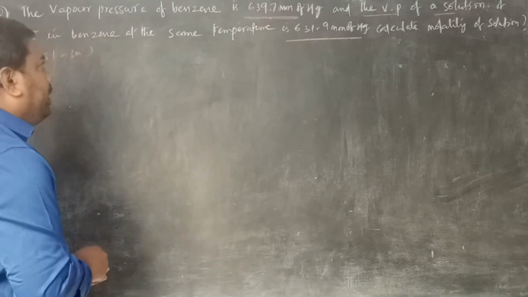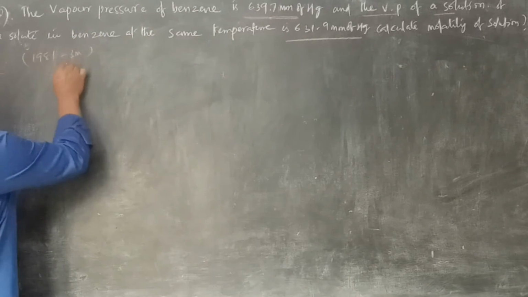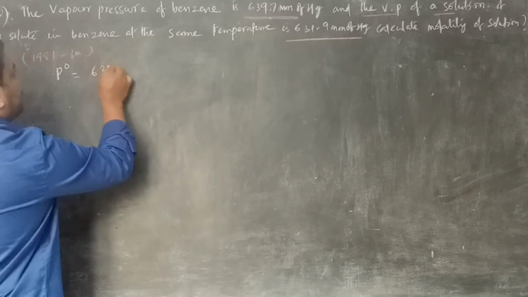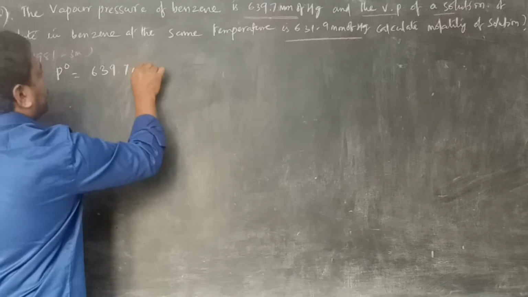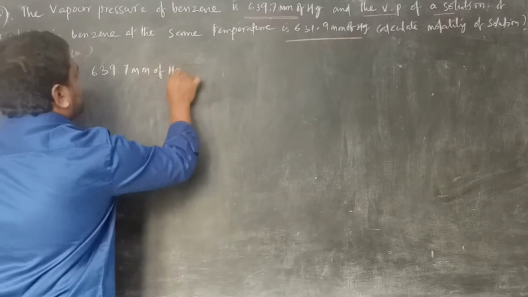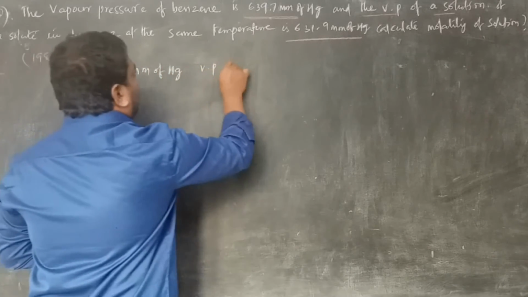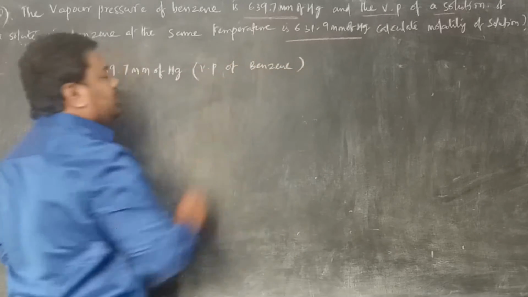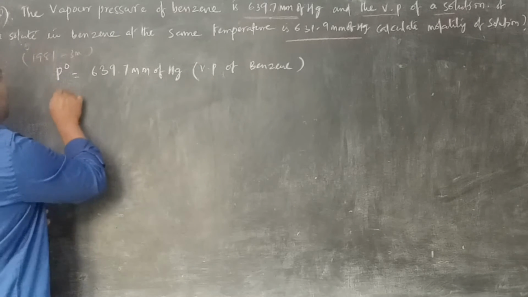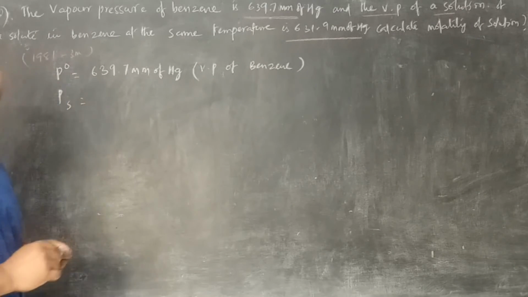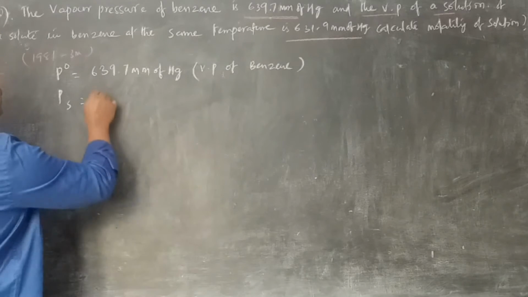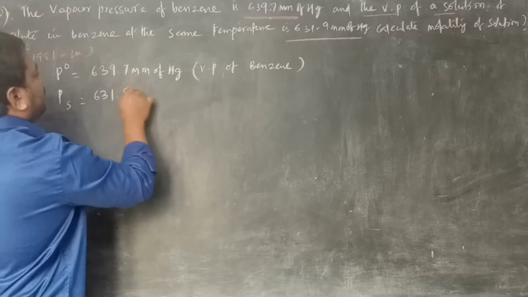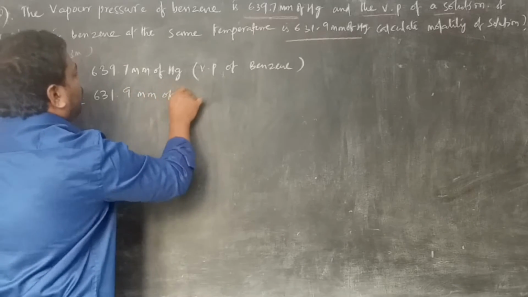We will write P naught, which is the vapor pressure of pure benzene, that is 639.7 mm of Hg. This is the pure solvent. Ps is the vapor pressure of the solution, which is 631.9 mm of Hg.